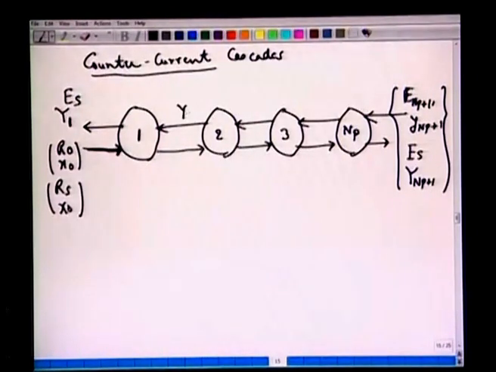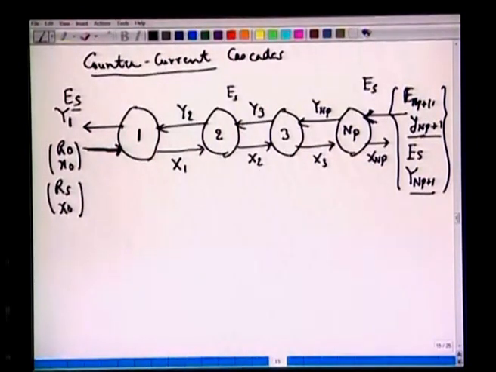This composition is Y2 here, this composition is Y3 here, this composition is YNP, and the composition of the fresh stream entering is YNP plus 1. Similarly, these compositions will be capital X1, capital X2, capital X3, and capital XNP. And this flow rate of ES will remain the same throughout, because we are working on a solid free basis.